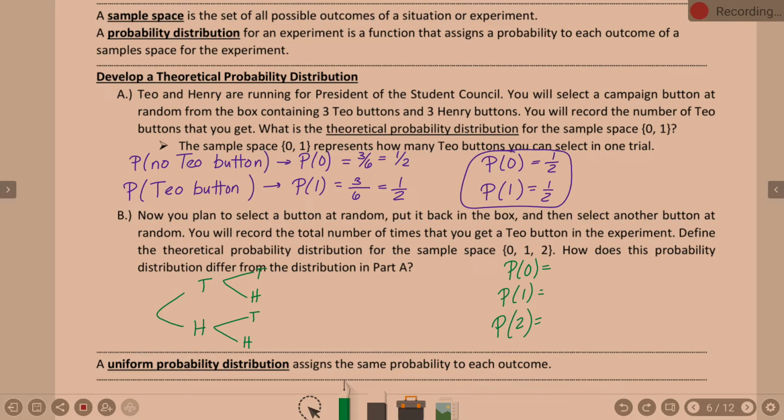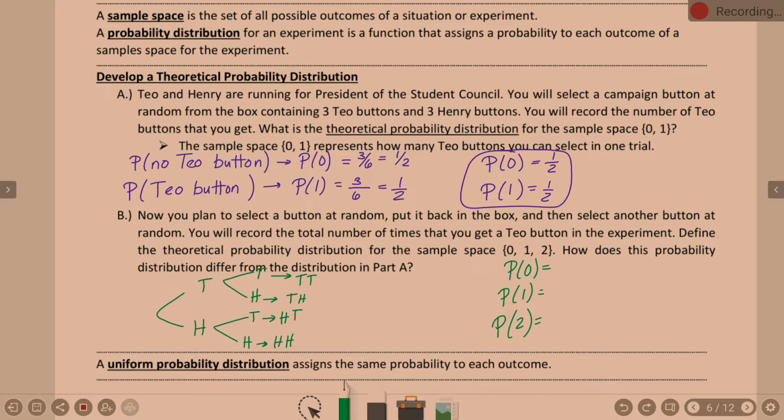Now, maybe I should have done this earlier, but if we look at all these options, the combinations. You could have gotten TO the first time and TO the second time. You could have gotten TO the first time and Henry button the second time. If I got Henry the first time, I could have gotten TO the second time or I could have gotten Henry Buttons both times. Okay, that's my sample space. Those are my different options. I could get TO twice, TO then Henry, Henry then TO, or Henry then Henry.